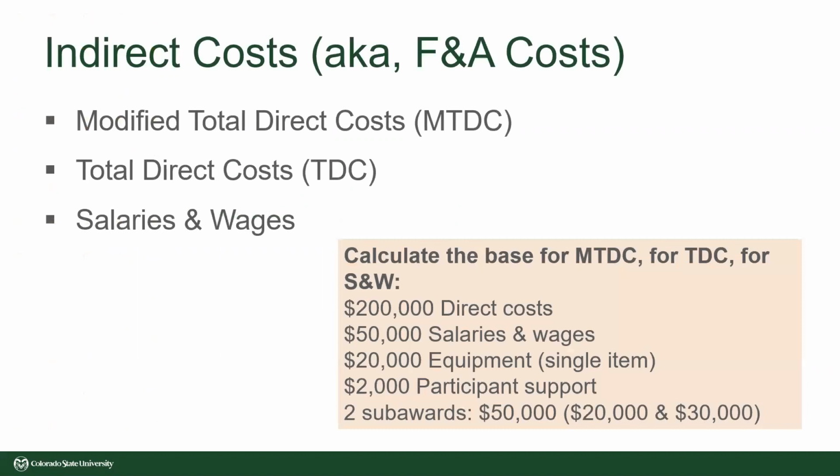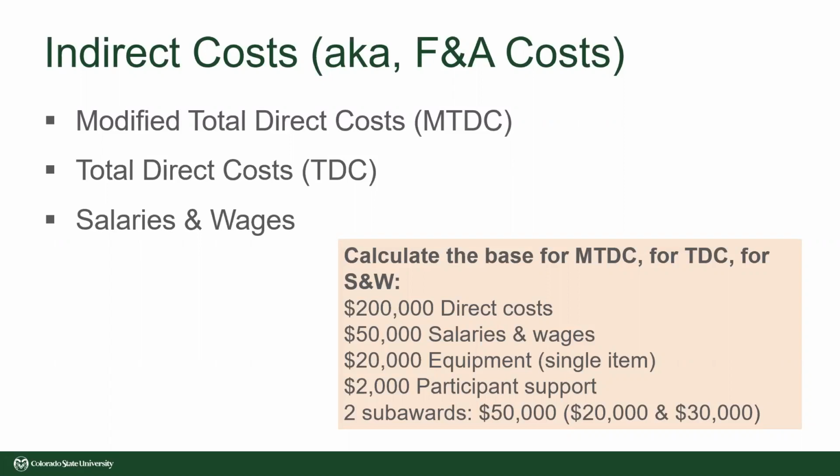Well, except for the subcontracts. So we would exclude 20,000 in equipment. Somebody have a calculator handy here? Let's do the math together. You would take your 200,000 direct cost. You would take out 20,000 worth of equipment, right? Then we're going to take out 2,000 of participant support cost, right? So that has us down to 7,800.